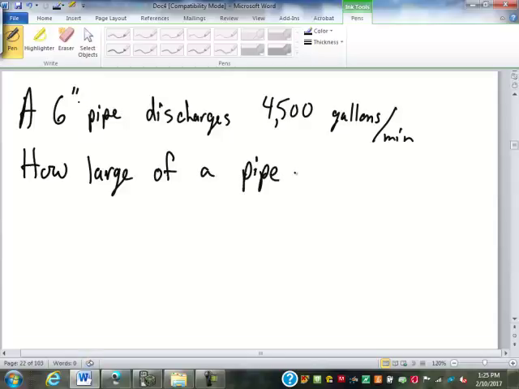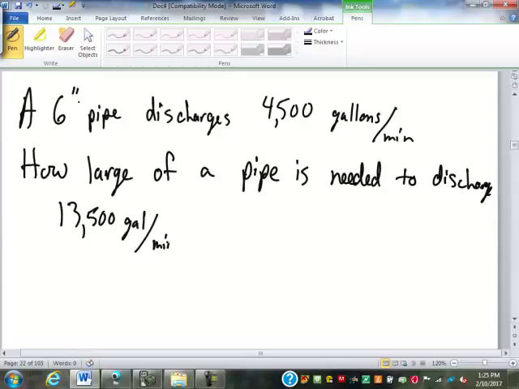How large of a pipe is needed to discharge 13,500 gallons per minute? Is this an area problem or a volume problem? It sure looks like a volume problem, doesn't it? What can we change about the pipe? The size. What about the size? We can change the diameter, right? We can go from the 6-inch diameter up to whatever diameter we want.